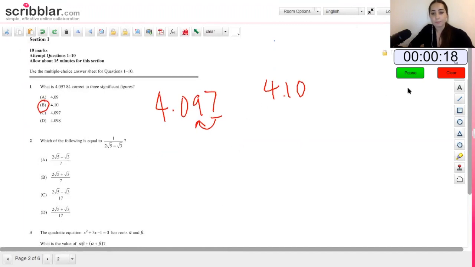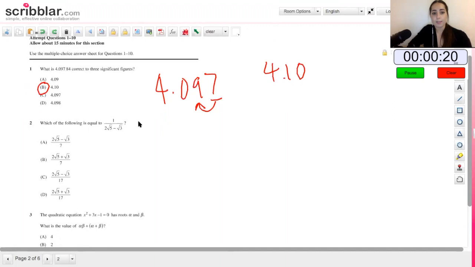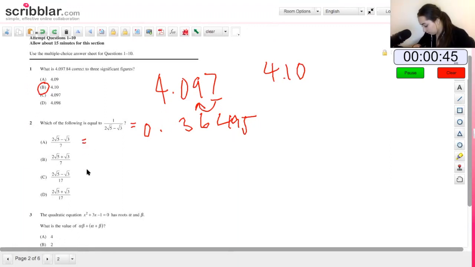Next question says, which of the following is equal to this? Now you can rationalize and work through to the answer. The best way to do this is find the solution. Pop this straight into your calculator, which I'm doing so right now. So this is roughly 0.36495. So I'm going to work through each one and see which one I get closest to there. So the first one, 2 root 5 minus root 3 over 7. So that one, we get 0.3914, so it's definitely not that one.